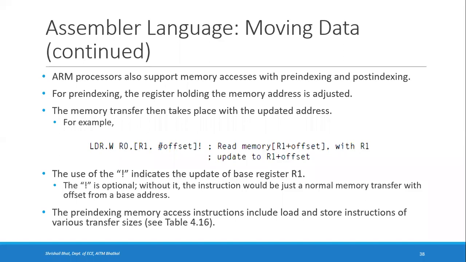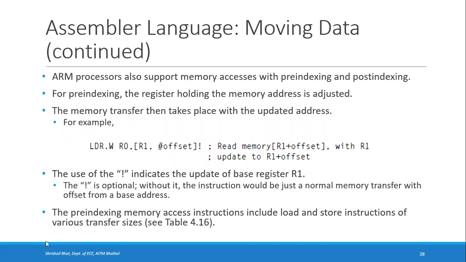In the previous session, we have seen some of the data transfer instructions like moving contents between two registers and also between the memory and the register, that is using load and store instructions. We have also seen the load multiple and store multiple instructions. So one more speciality of the ARM processors is that they support memory accesses with pre-indexing and post-indexing.